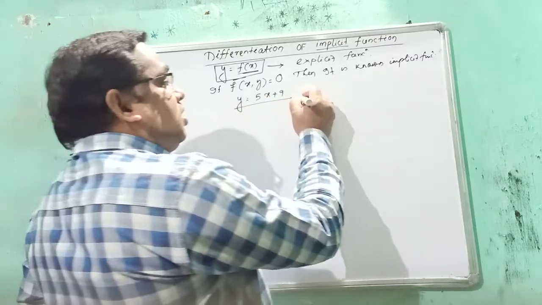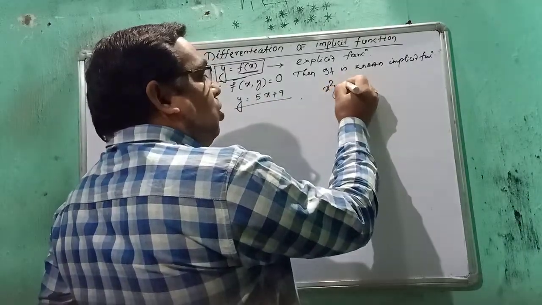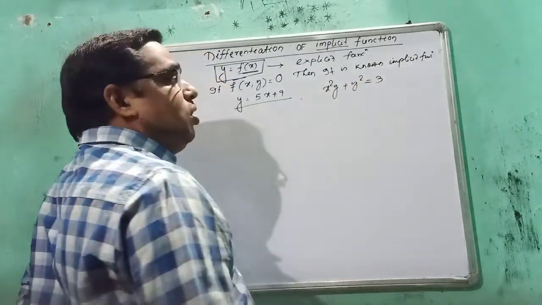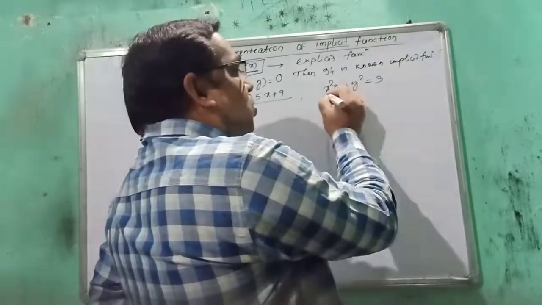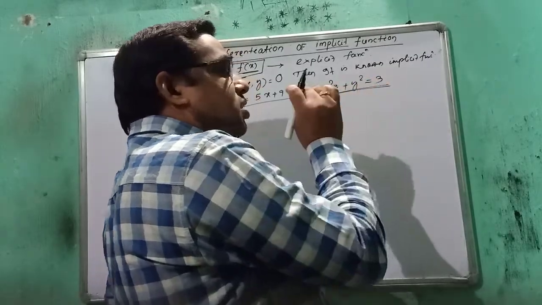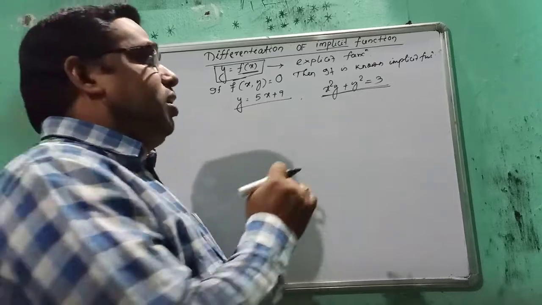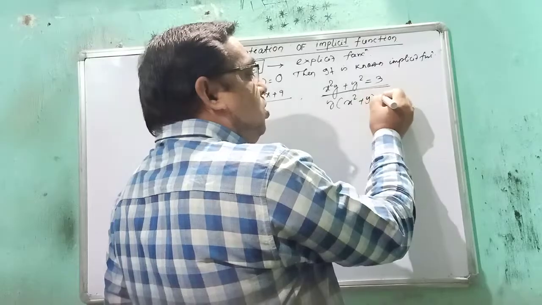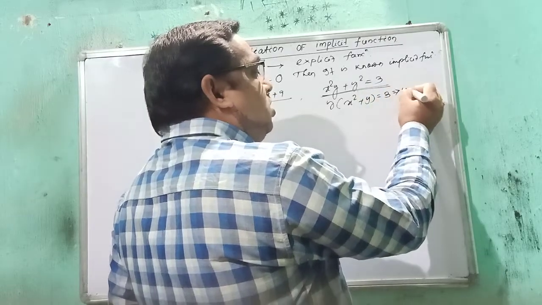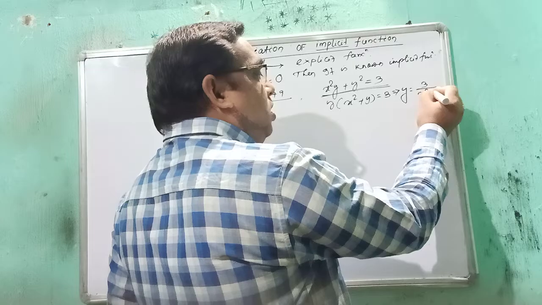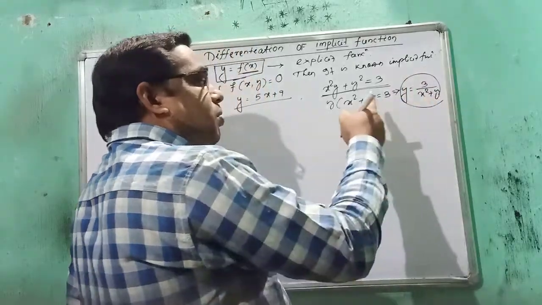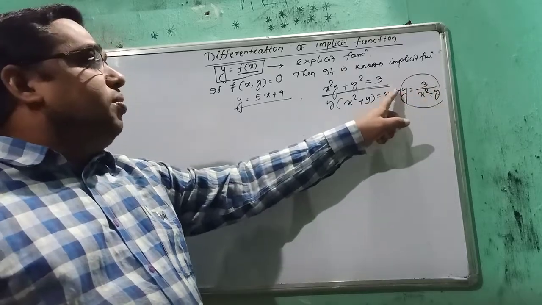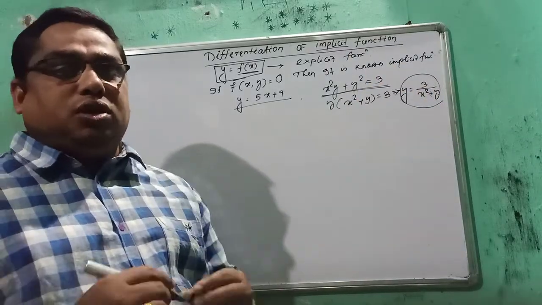But if I say x square y plus y square is equal to 3, now this equation cannot be expressed in terms of only a function of x. If y is taken common here, it is (x square plus y) y is equal to 3. So y is equal to 3 by (x square plus y). In this problem, we cannot directly solve y as only a function of x. So this type of function is known as an implicit function.